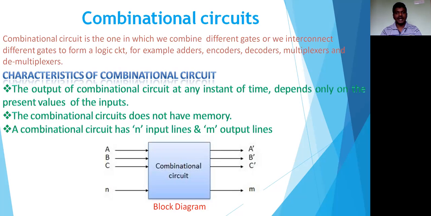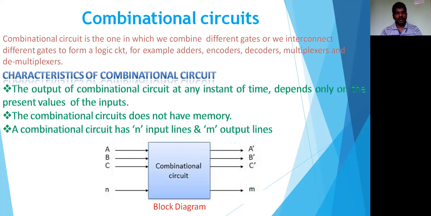So the first one is the output of combinational circuit at any instant of time depends only on the present values of the input, not on the previous or past values of the input. So the combinational circuit does not have any memory. So that is the second characteristic. So the third one is a combinational circuit has n input lines and m output lines. That means to say the combinational circuit can have n number of inputs and m outputs. That is any number of inputs it can have and any number of outputs it can have.